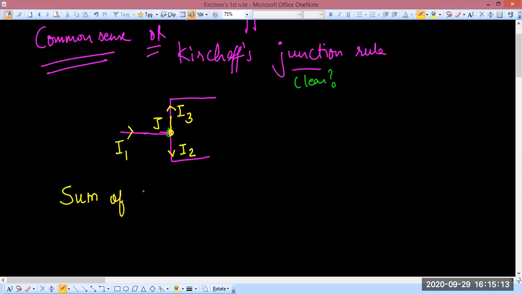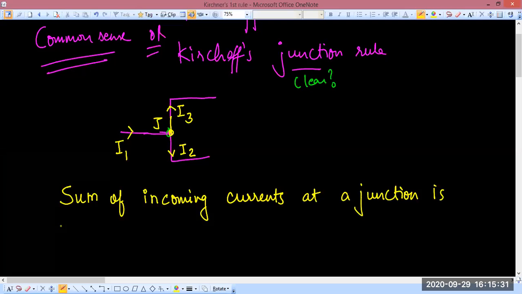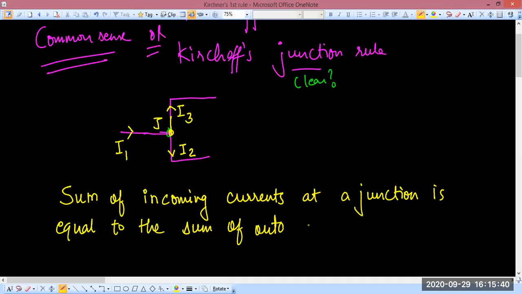Sum of incoming currents at a junction is equal to the sum of outgoing currents. Okay, sum of incoming currents is equal to the sum of outgoing currents, right?